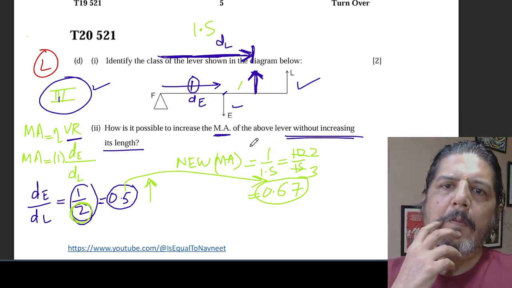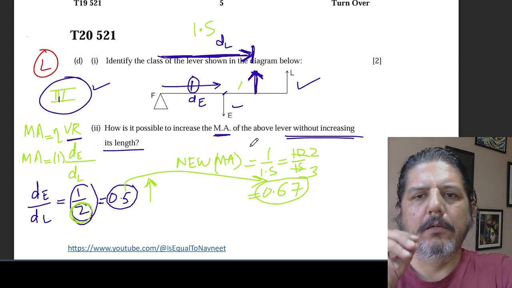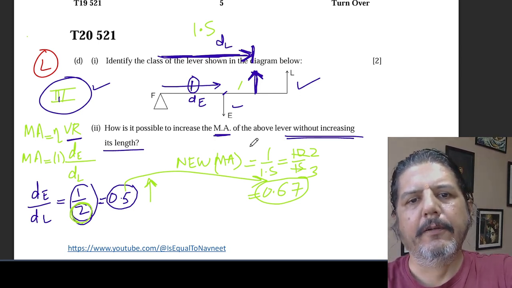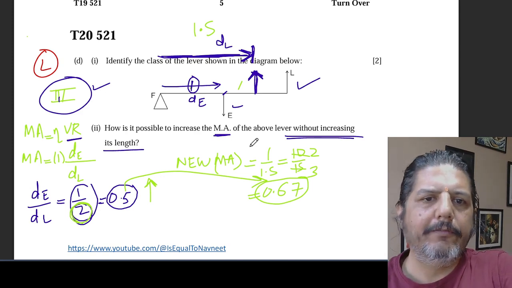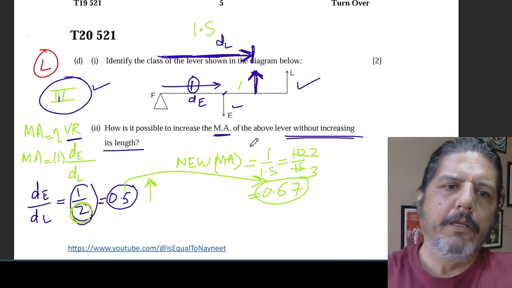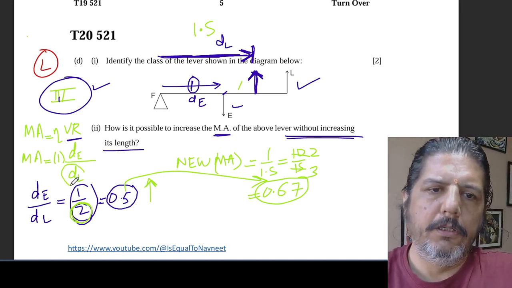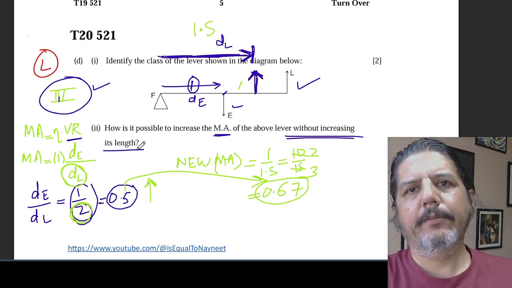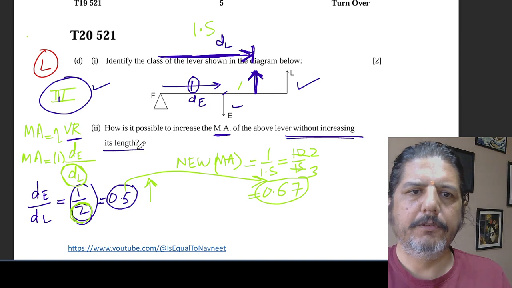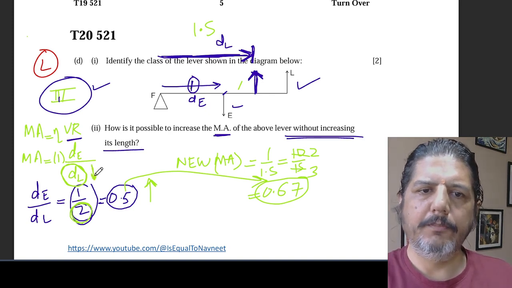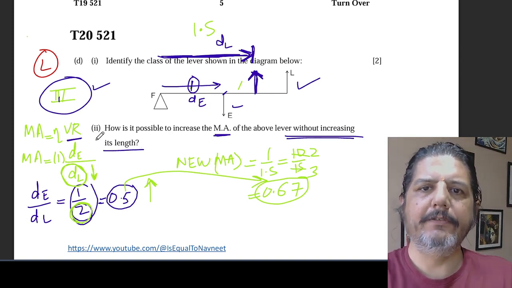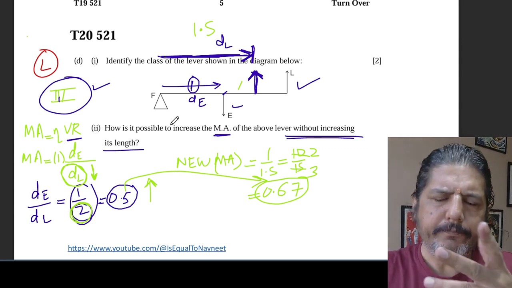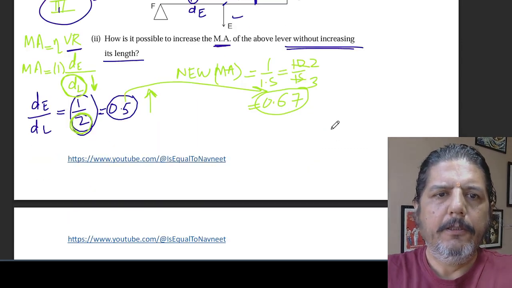That is why I took a numerical example. I took figures so that you can understand it well. Or if you are not able to understand it well, then the very simple thing is just look at this DL and you can write that by decreasing the load distance, because you have decreased the denominator, you can increase the mechanical advantage. Either way you can take.